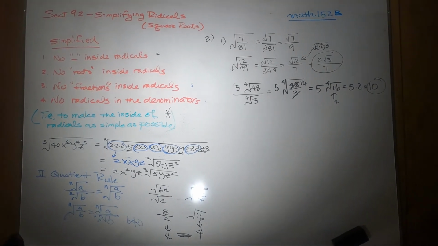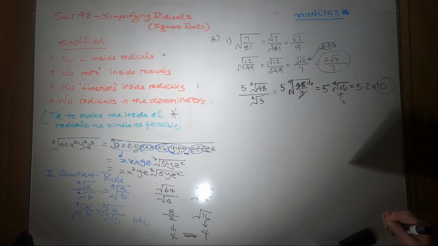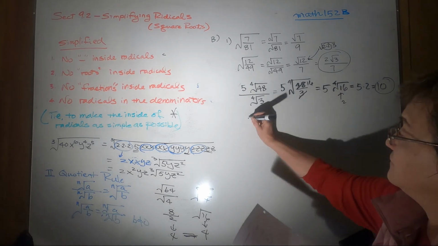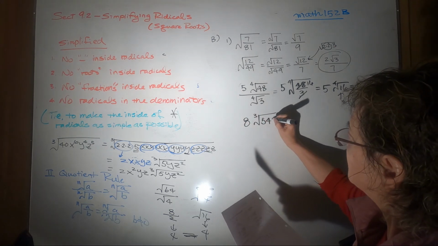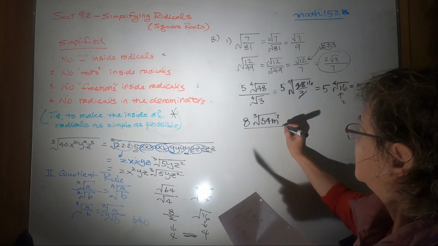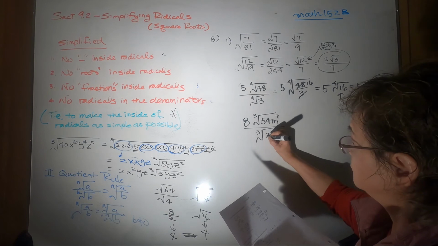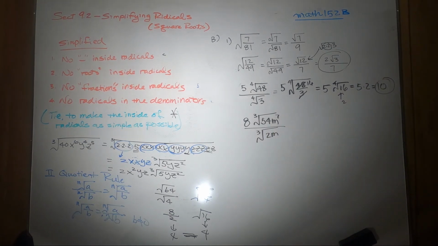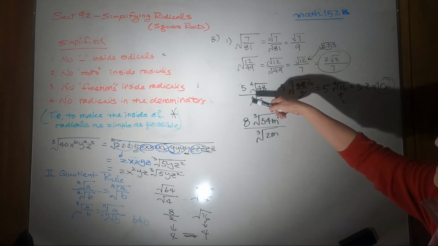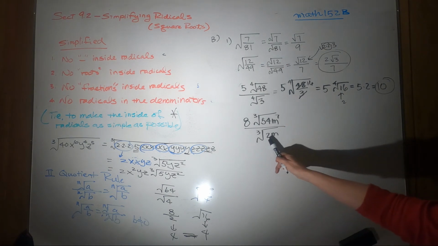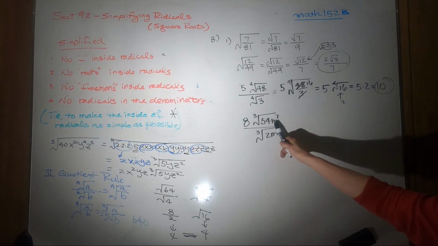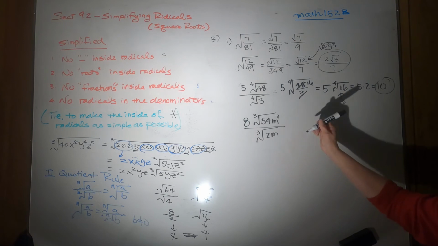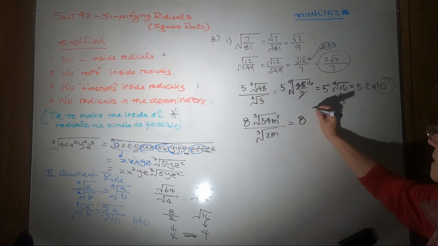So, let's see. Next one, if you have 8 times the cube root of 54 m to the 7th power and the cube root of 2m. Then you decide whether or not you want to combine them. Sometimes we split them. Sometimes we combine them. This one looks good because 54 divided by 2 is 27. It's a good one for the cube root. Same thing as m to the 7th divided by m, right? So then we are going to combine them.